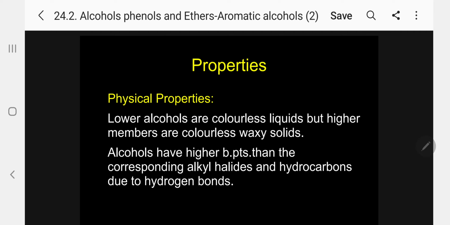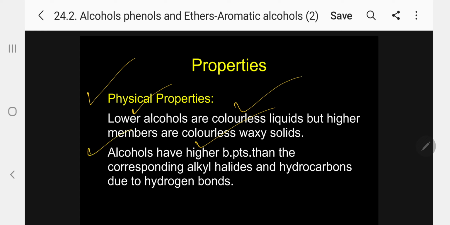So next, let me concentrate on properties of alcohols. Under the general properties, first let me take physical properties. Lower alcohols are colorless liquids, for example methanol, ethanol, propanol. But higher members are colorless waxy solids. As we go higher, the members are waxy solids.